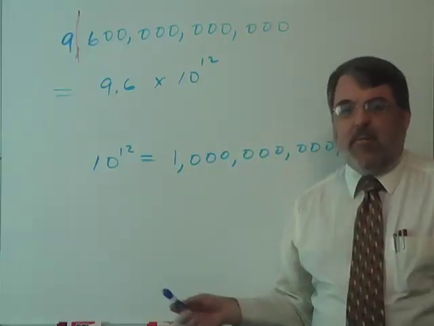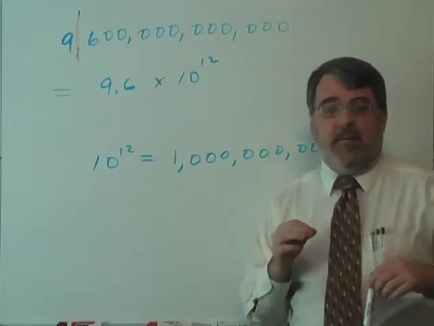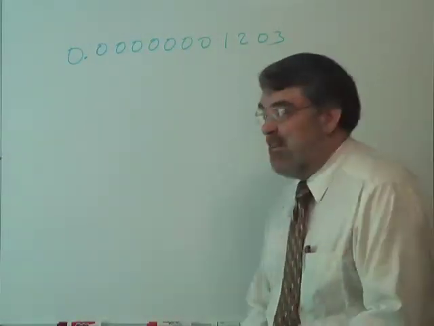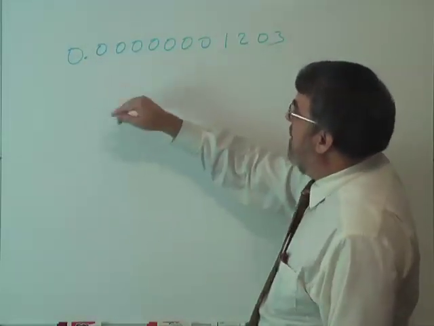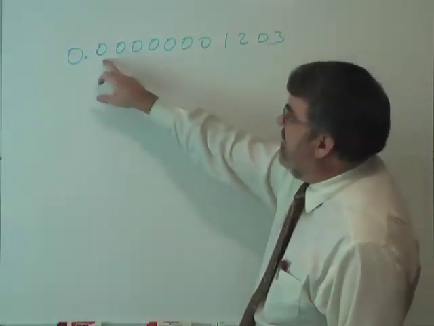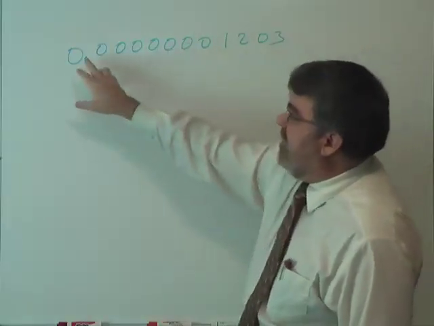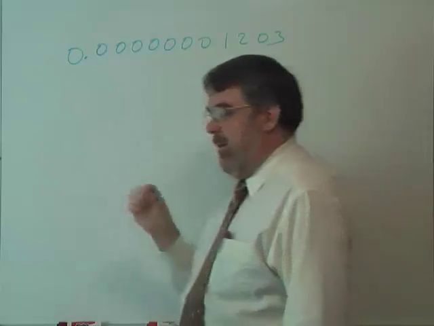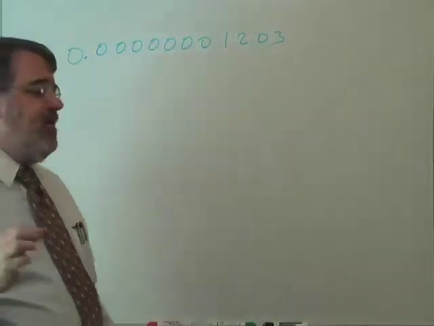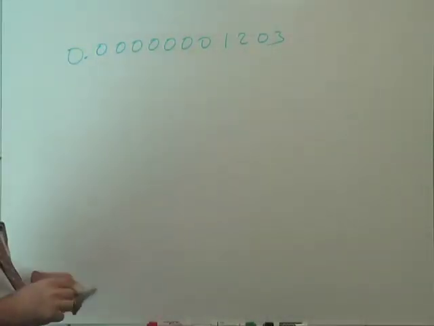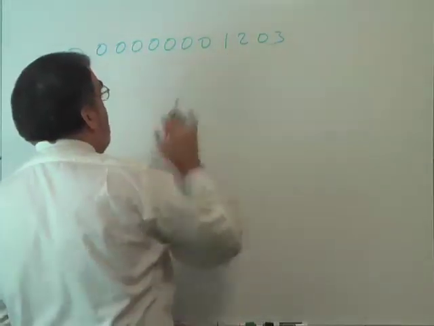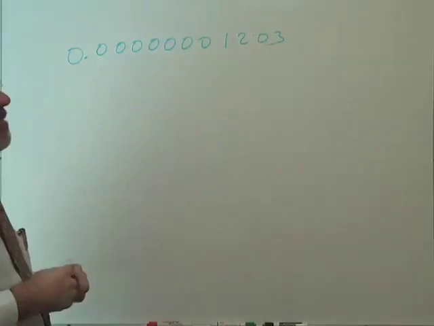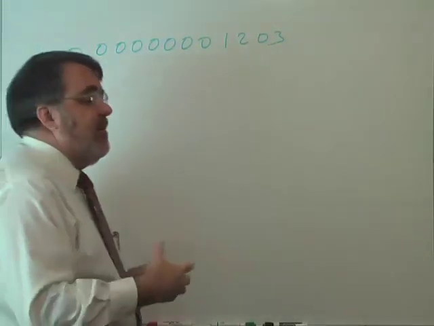All right, I'm going to erase the board and we'll look at a very tiny number. So here's a rather tiny, small number, 0 point, and I have 7 zeros here. 1, 2, 3, 4, 5, 6, 7 zeros after the decimal point, and then 1, 2, 0, 3. Well, the significant digits in this number would be the 1203 right here, and the string of zeros before them are not considered significant as far as significant digits.